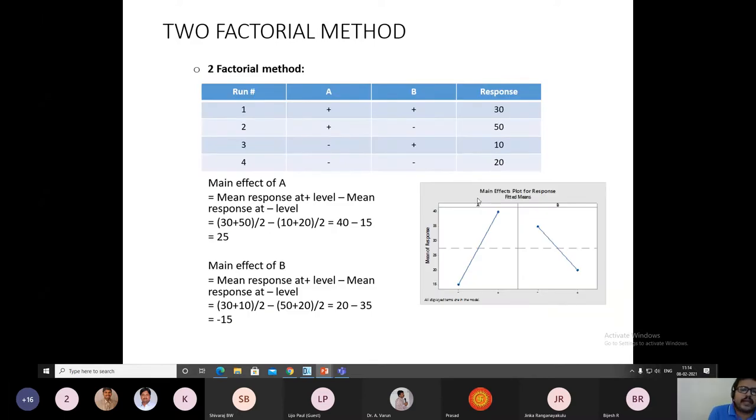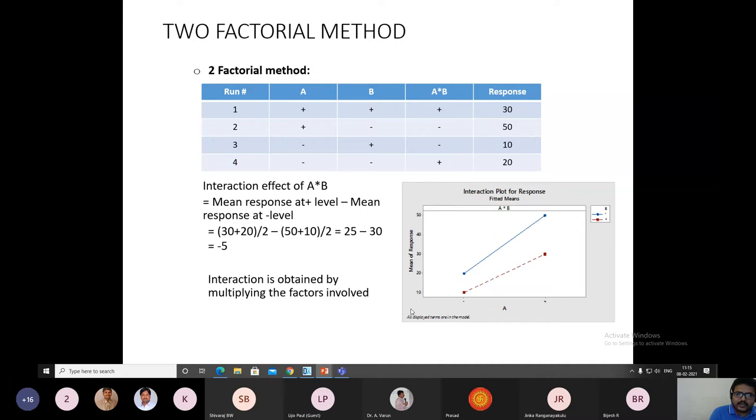Similarly, this two-level factorial method can be analyzed in order to calculate the main effect plot for response and also the interaction plot. You can see the formula actually. You will get the main effect of A and main effect of B directly using software, but here you can see the formula behind it. How do we calculate the main effect of parameter A and parameter B? To calculate the main effect of A, we need to take the mean response at the plus level minus the mean response at the minus level. That is (30 + 50)/2 minus (10 + 20)/2, so you'll get 25. So we are calculating the main effect of A using this relation, and we can similarly calculate the main effect of B.